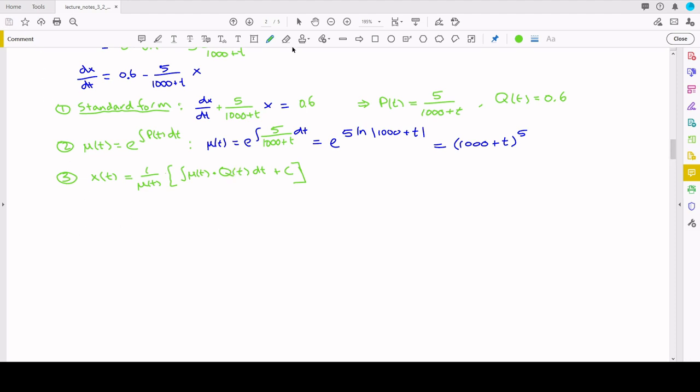So what we get here is that x of t is 1 over mu of t, so that's 1 over 1000 plus t to the power of 5, times the antiderivative of 1000 plus t to the power of 5 times 0.6 dt plus c.